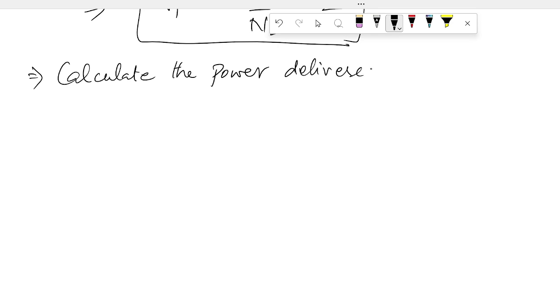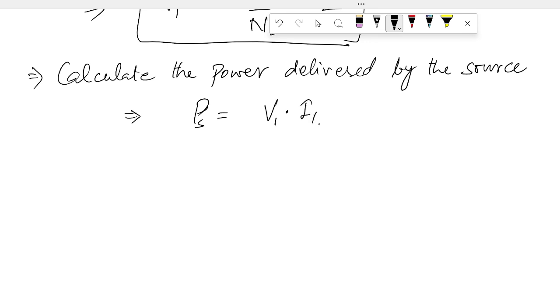Now the next question is to calculate the power delivered. Calculate the power delivered. 949.2 watts, sir. That will be P source equal to V1 into I1. What value are you getting? 949.2. Okay. Excuse me, others are solving or not?